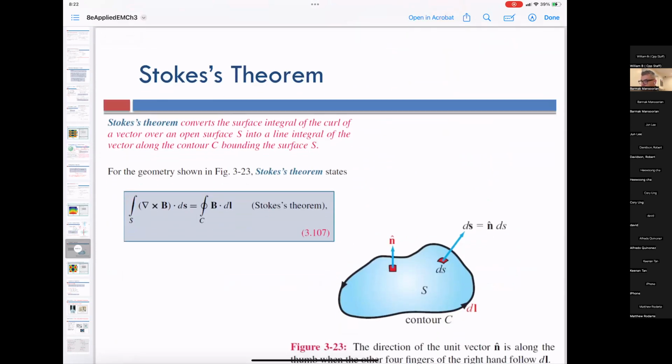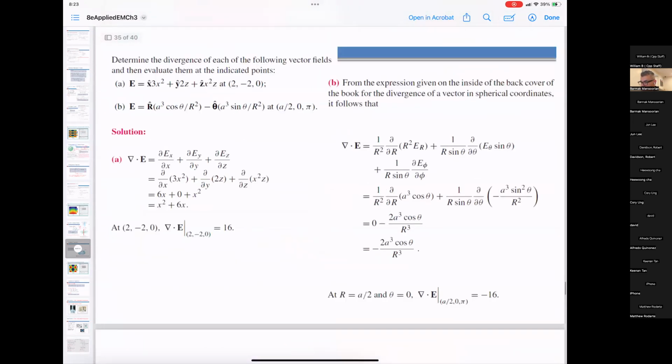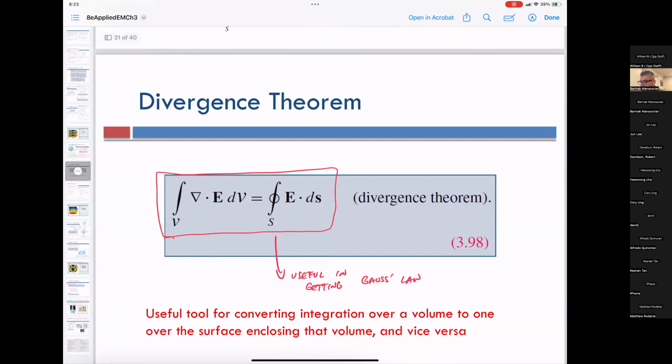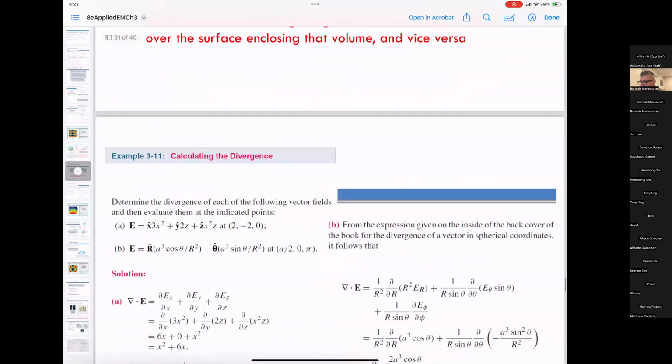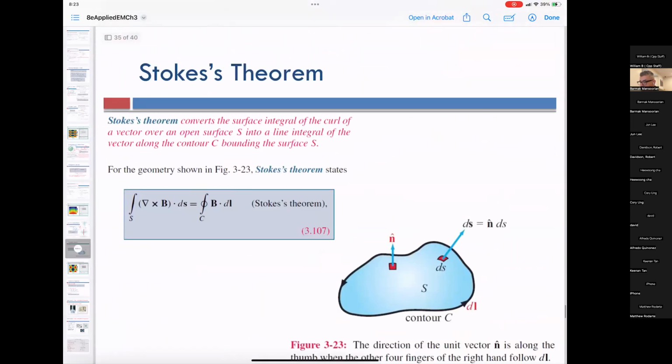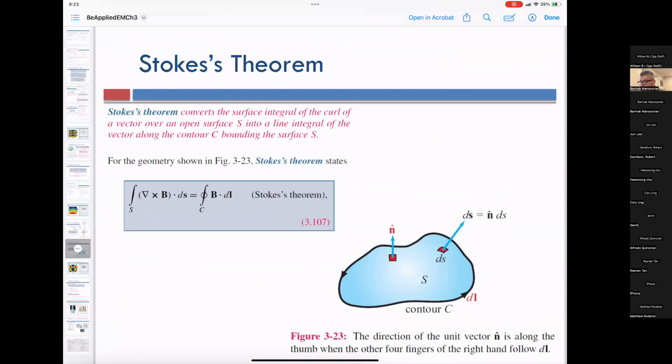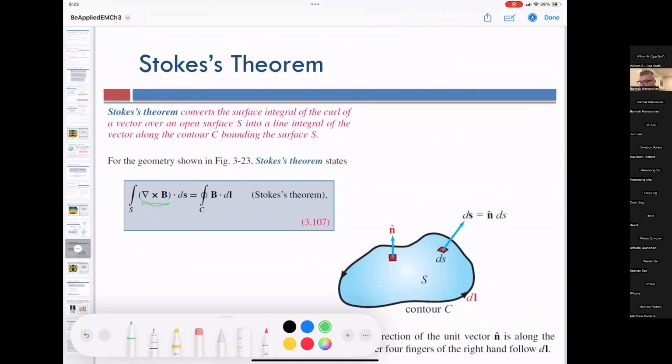And the curl also, just like there was the divergence theorem, which is a useful equation for divergence, so is Stokes' theorem for the curl, which is basically equating the curl of a vector field taken through a surface to the integral of that same field taken along a line.